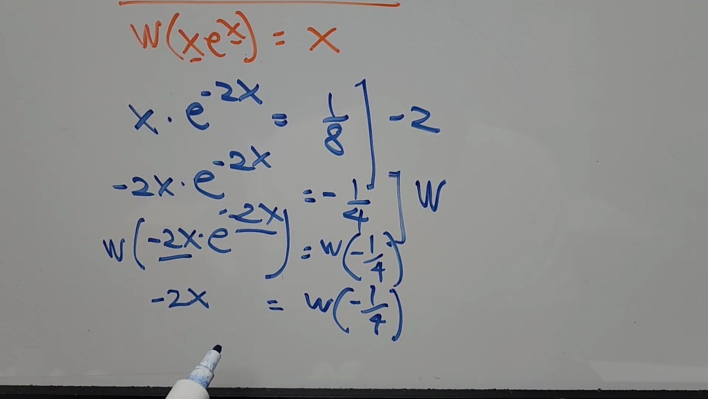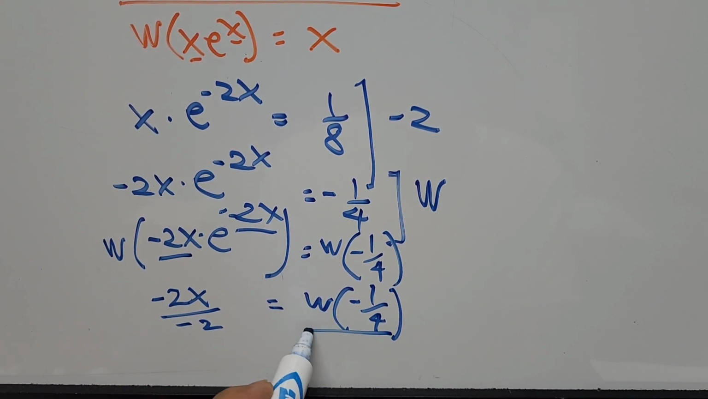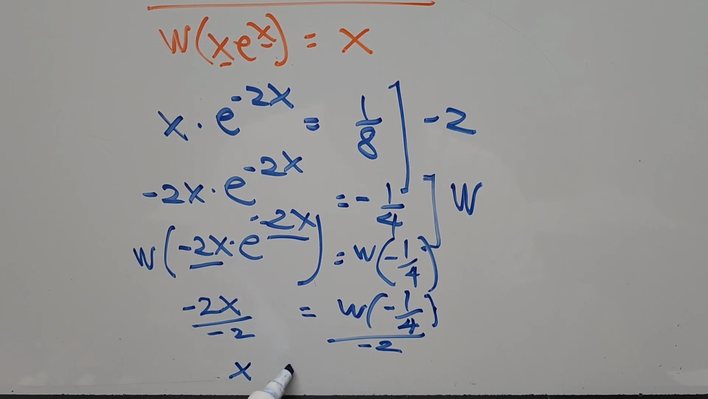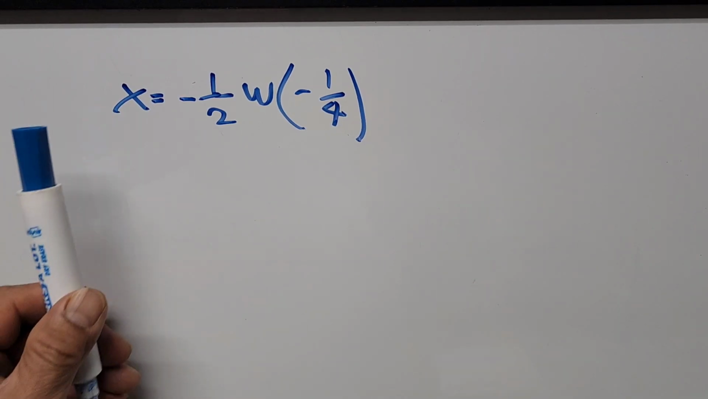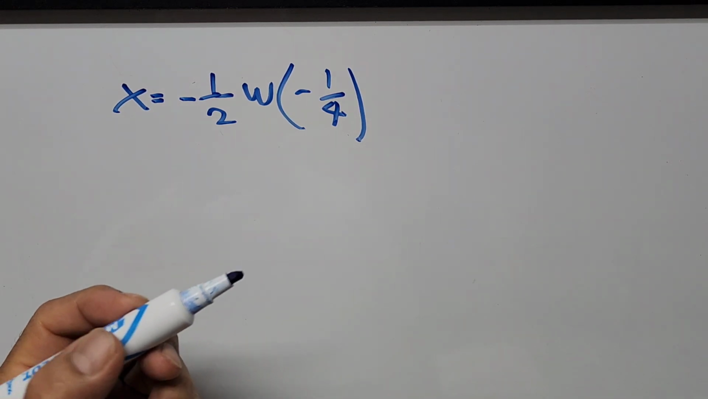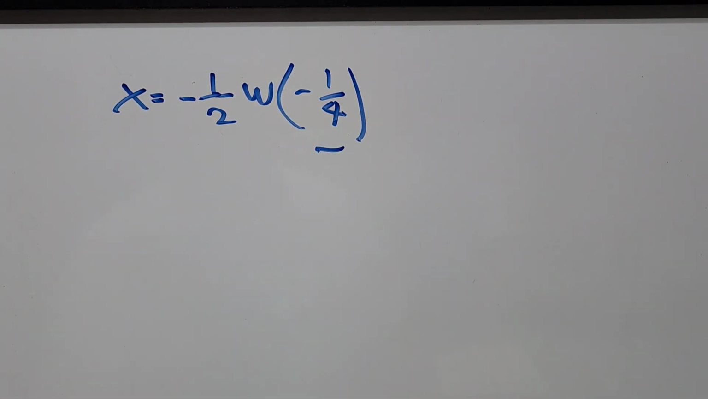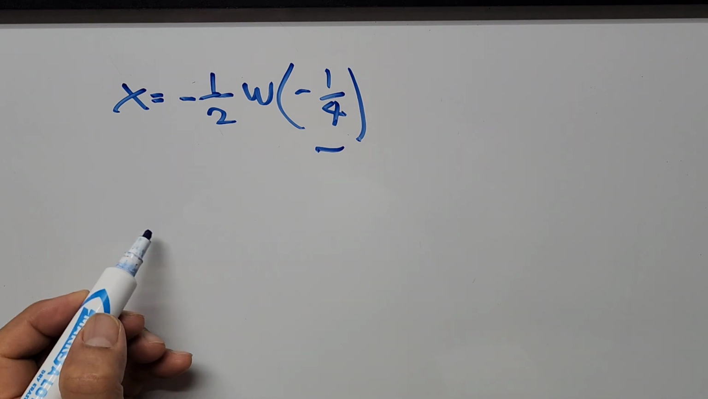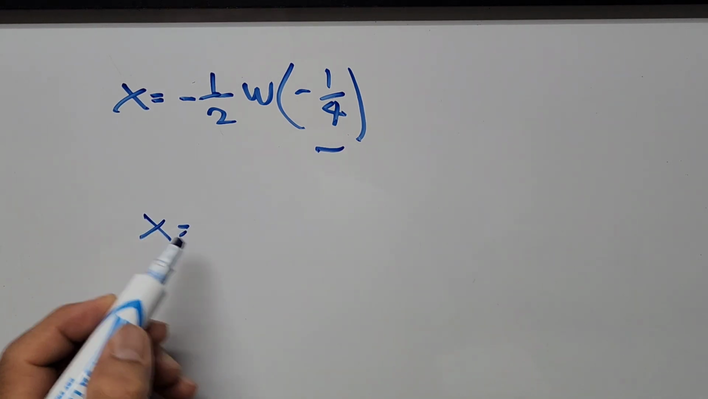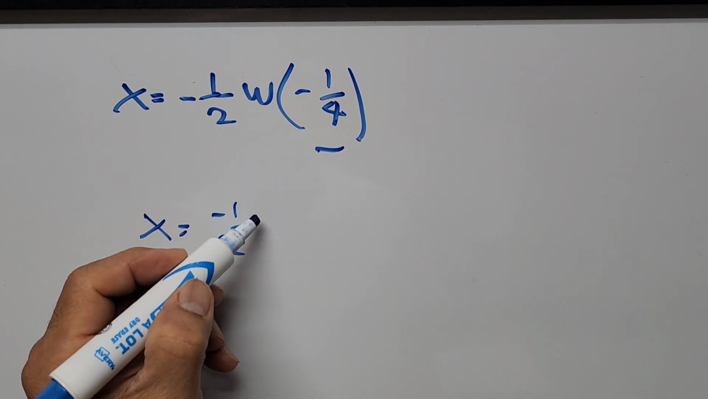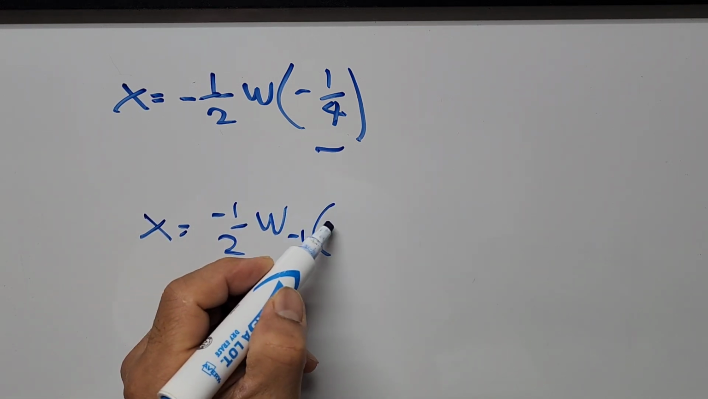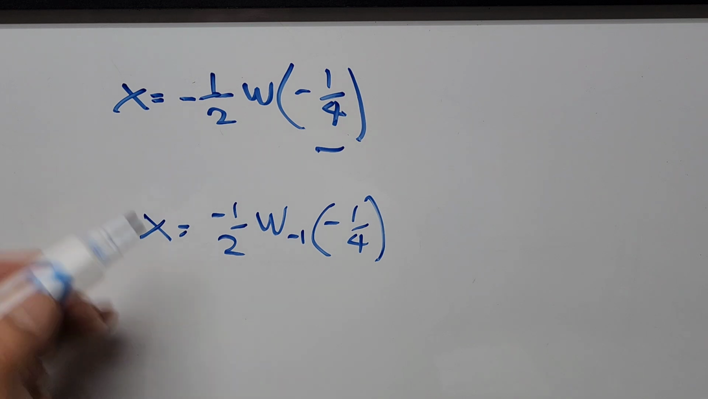Solving for x, what we have to do is divide the whole equation by negative 2, right? So x is equal to negative 1/2 of w sub negative 1/4. So this is one of the values of x, and here, if you notice, this is negative 1/4. This means that there's another value for x. So the second value will be x is equal to negative 1/2 w sub negative 1 times negative 1/4. So these are the two values of x.